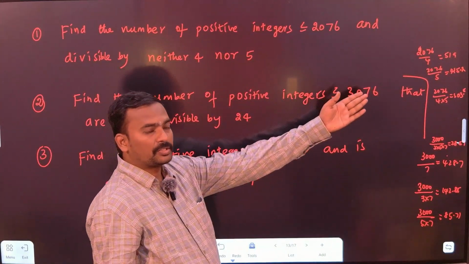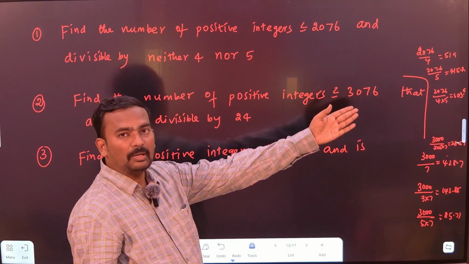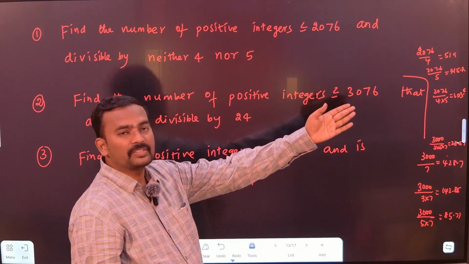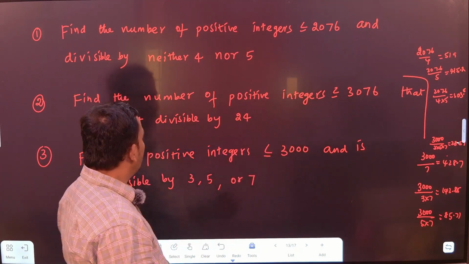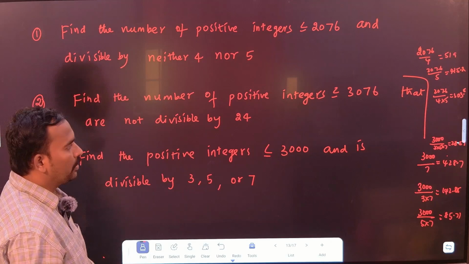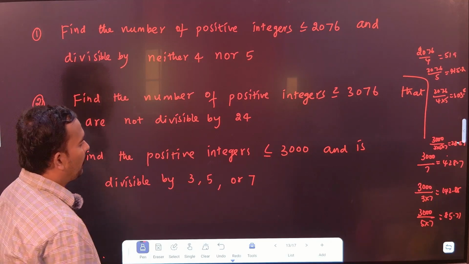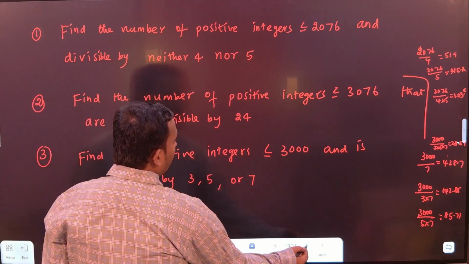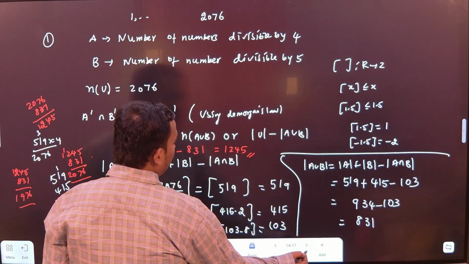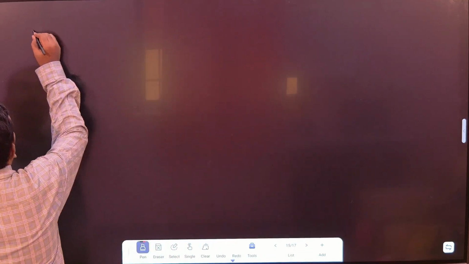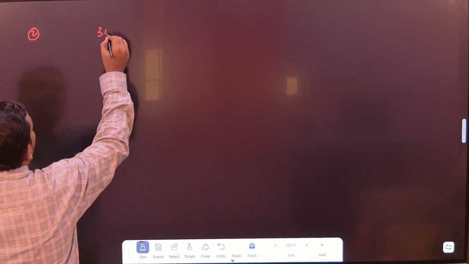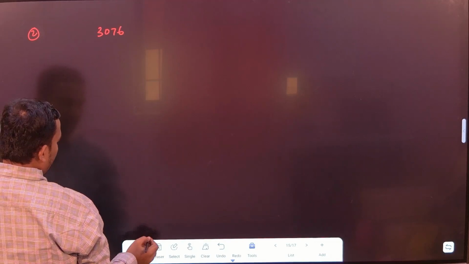3076 not divisible by 24. The same idea, you can do it. First you find the total number of numbers. 3076 numbers are there. You remove the ones divisible by 24, you can do it. So what you can do here, 3076 is the maximum.